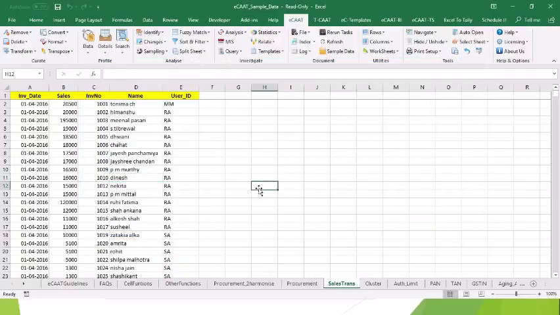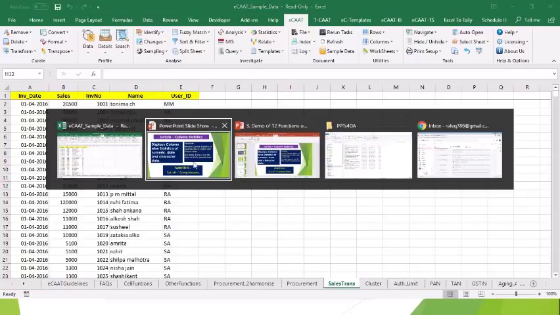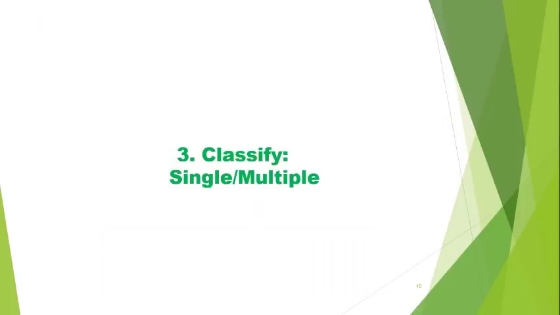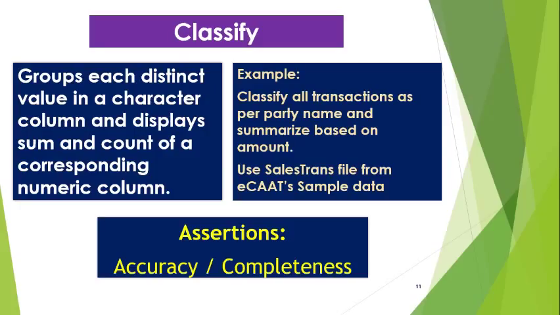So now we have covered function number 2, column statistics. So you see, it's very simple and easy to use. Let's go to the third function, which is classify, which is a very simple but very powerful function. What is classify? It groups each distinct value in a character column and displays the sum and count of a corresponding numeric column. For example, I want to classify all the transactions as per the party name and summarize based on the amount or based on the sales.